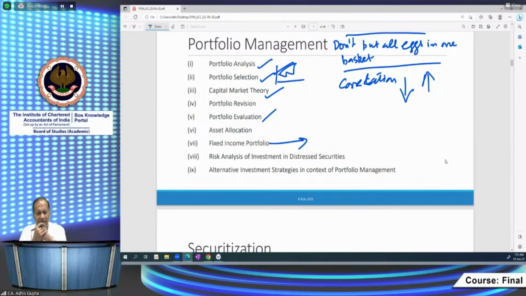Presently, the money invested in the bond market is mainly invested by financial institutions or high net worth individuals. So here the strategies have been covered: how will you handle this fixed income portfolio? We can also create an income portfolio of fixed income securities. Then there is risk analysis of investment in distressed securities.